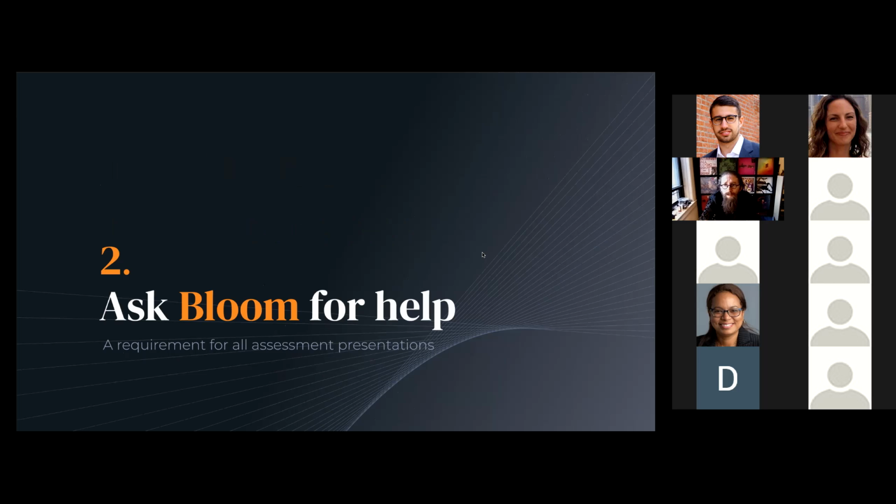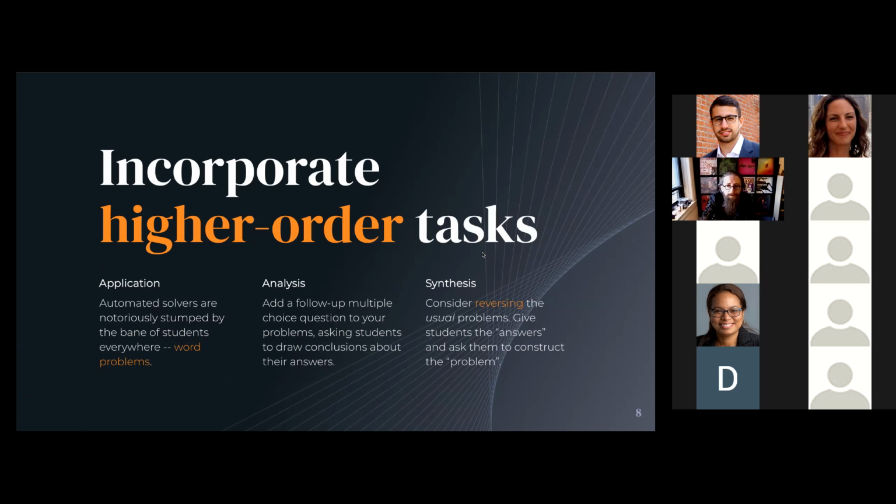Another thing to do is look to Bloom's taxonomy. Look, this wouldn't be a talk about assessment strategies if we didn't talk about Bloom's taxonomy. So incorporating some higher order tasks into your exam, your assessment strategies, is going to be important. Incorporating application is a pretty easy one to do. Fold some word problems into your assessments. You can't exactly point your camera at a word problem and have Mathway tell you what the answer is.